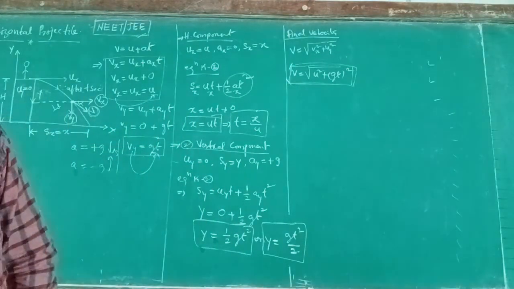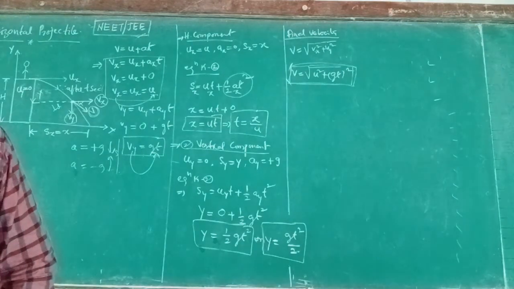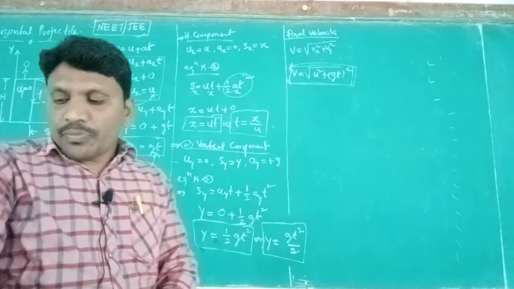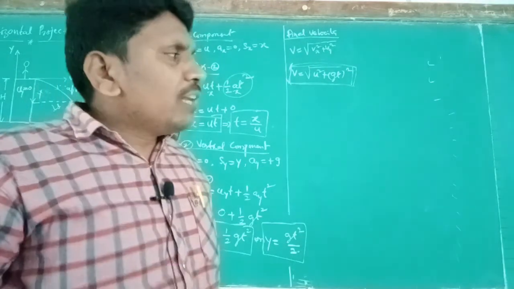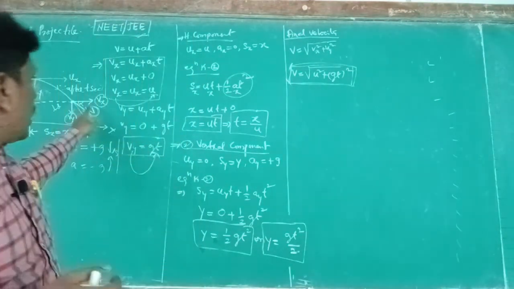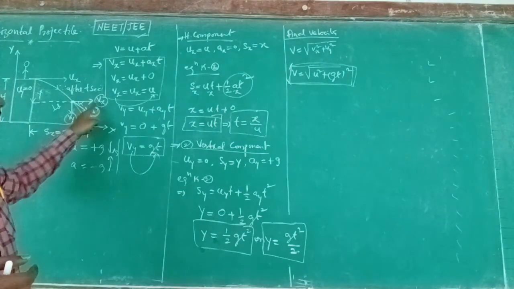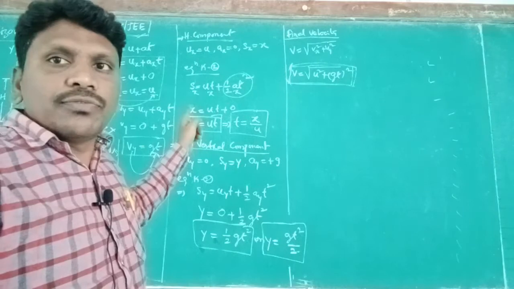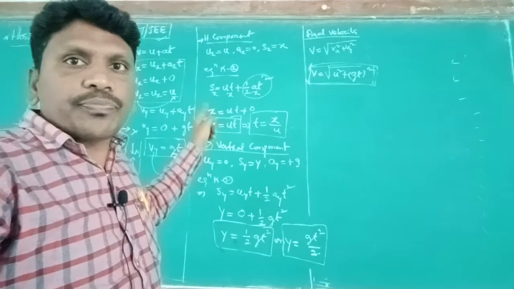Okay, let us find out the time of descent. So before going to that, let us find out the angle between the horizontal velocity and the final velocity.